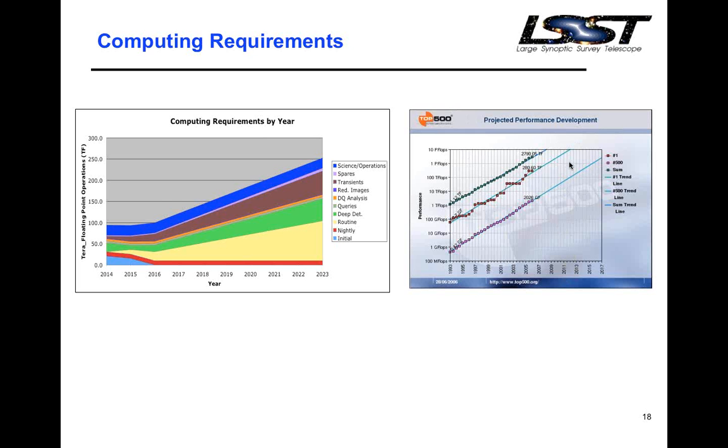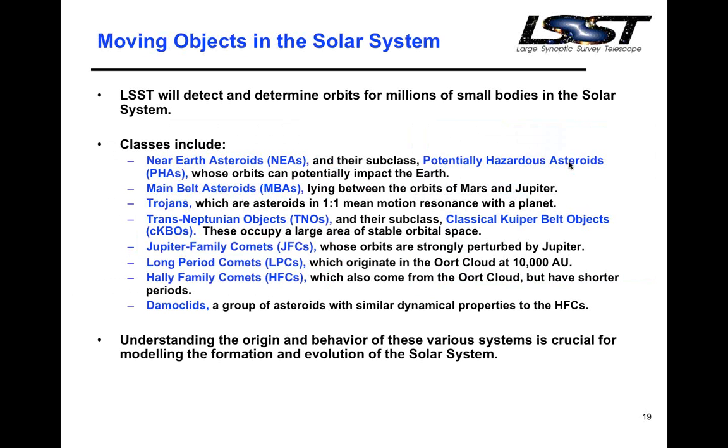Okay, so that's a quick introduction to the system. Let me now turn to just an overview of some of the science that we hope to do with LSST. So starting with the solar system, as I mentioned, we'll detect and determine orbits for millions of small bodies in the solar system. The various classes of these kinds of objects: near-Earth asteroids, and the subclass potentially hazardous asteroids, which could potentially impact the Earth.